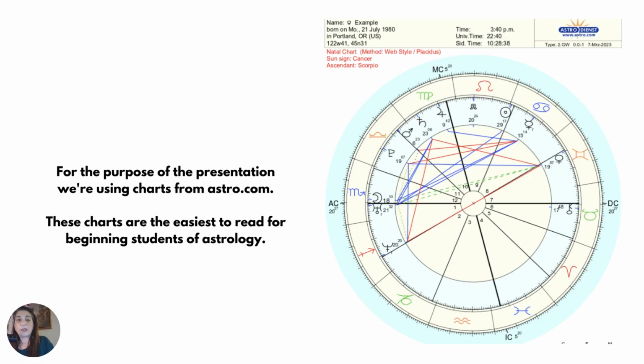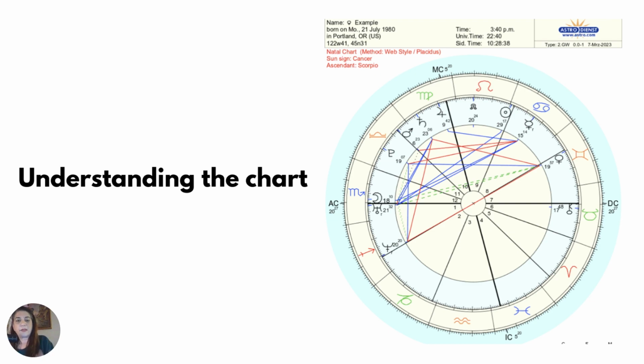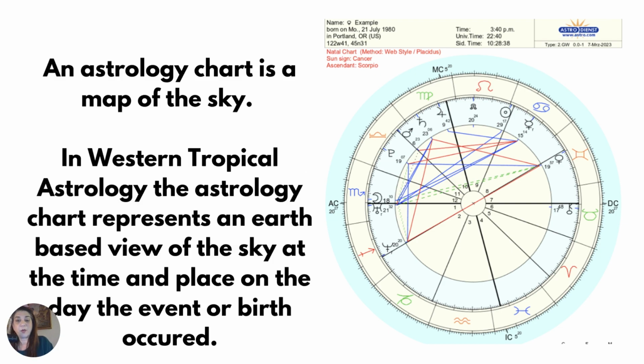Now, to start with, I want to recommend astro.com, and I don't get a kickback for that. The reason I'm recommending it is for beginning students of astrology or beginning enthusiasts. These are the easiest to read. I know there are some cool apps out there with fancy graphics, but they're harder to read. If you want to learn how to read a chart, this is the simplest layout. So, this is what we do to understand the chart. We're going to walk you through it. There are lots of parts and things you need to know.